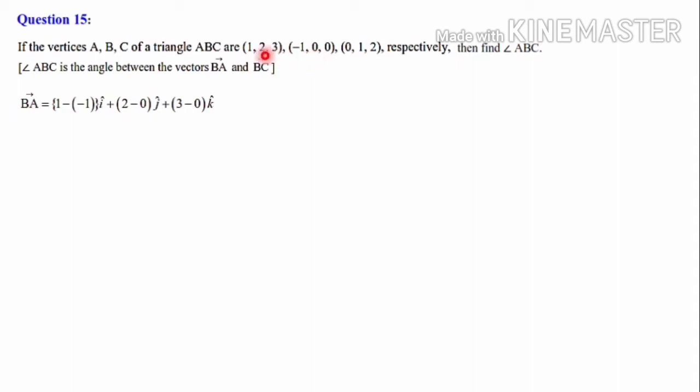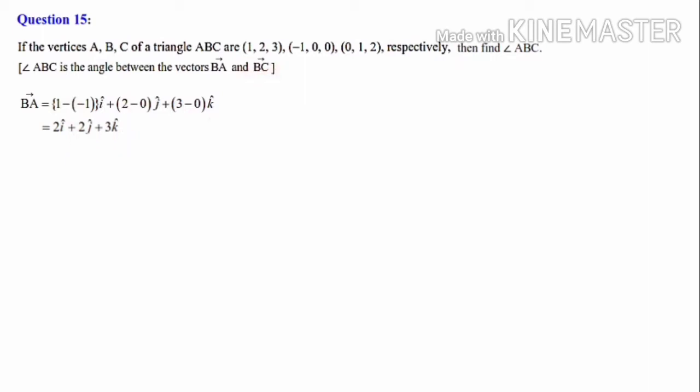BA, we know that, is the second point minus the first point. Here BA is the vector, means A minus B: the coordinates of A minus the coordinates of B, that is what we have to do. Coordinates of A here are 1, 2 and 3. So 1 minus minus 1 into I, plus 2 minus 0 into J, plus 3 minus 0 into K. When you do the calculation, 1 minus minus 1 is 2. So 2I plus 2J plus 3K, that is BA we have got.